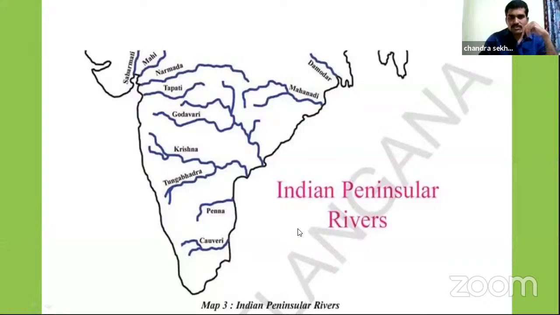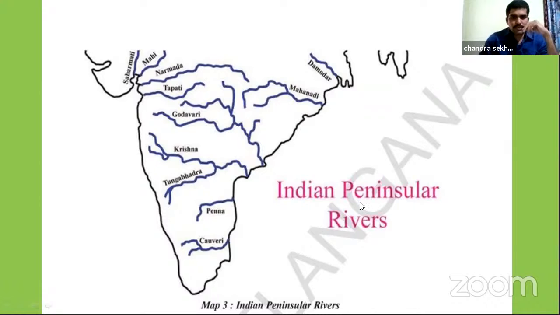Okay, so up to now we have discussed the Himalayan river systems: Indus, Ganges and Brahmaputra. Now we are going to discuss the Indian peninsular river systems. Okay, Indian peninsular rivers. So children, you may get a doubt why we are calling them peninsular rivers. What is peninsular?